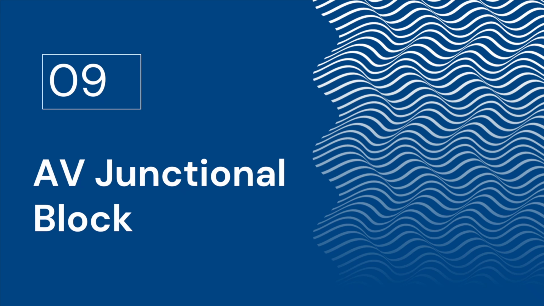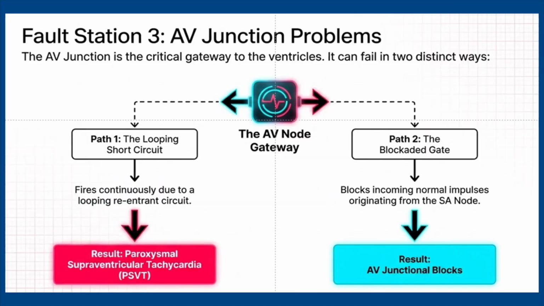In this lecture, we will discuss a very important topic about the AV nodal function, which is the AV nodal junctional block. We have reached station 3 in the impulse travel. Previously, we discussed the SA node as station 1, where the impulse is generated, and then station 2, the atria and how the impulse is conducted, and how abnormal impulses generated in the atria cause supraventricular arrhythmias. And now we have reached the AV node.